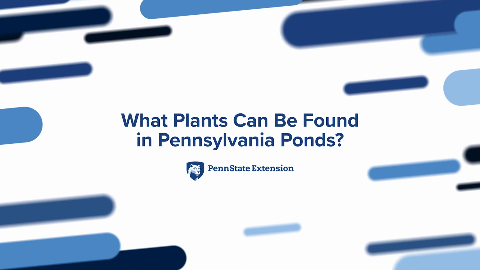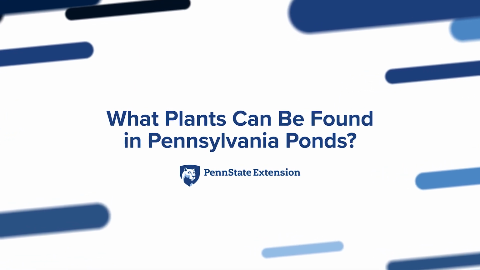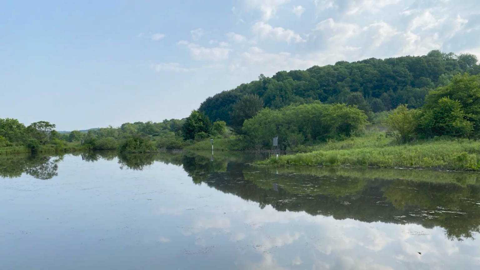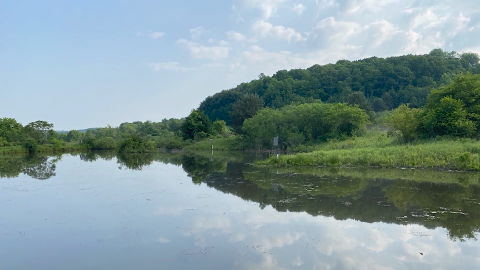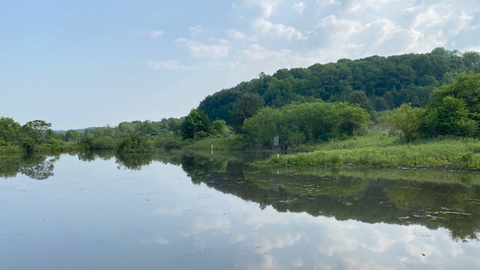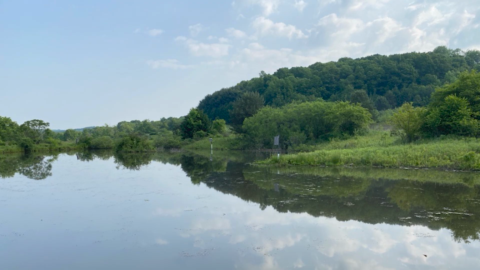What plants can be found in Pennsylvania ponds? In an ideal pond ecosystem, 20 to 30% of the pond is covered with plants to provide adequate habitat and maintain a healthy balance of aquatic life.